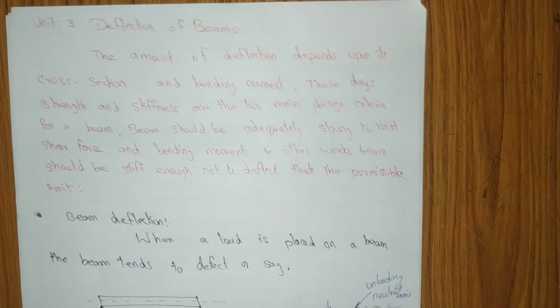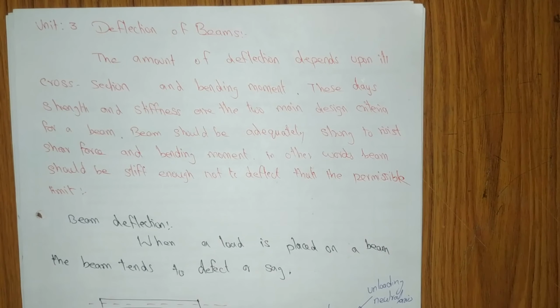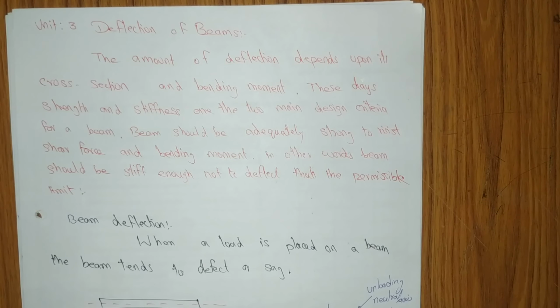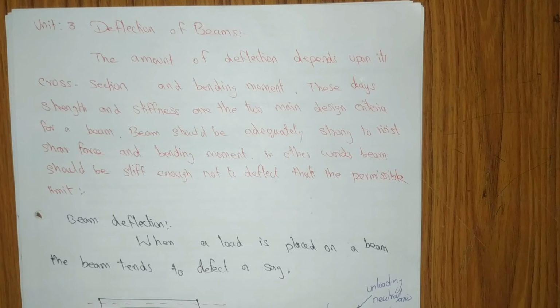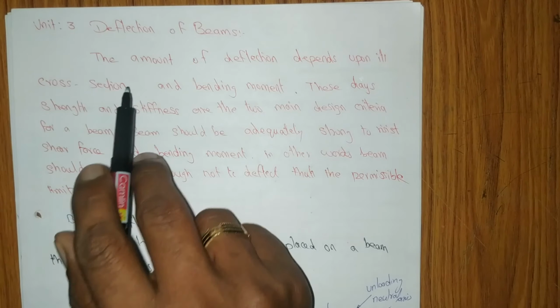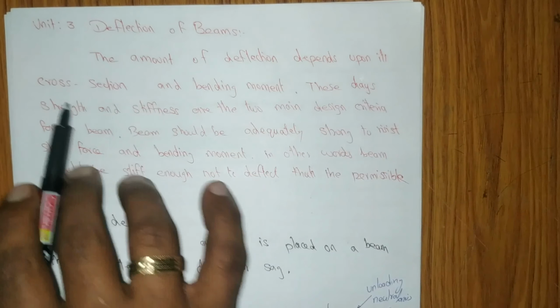Hey guys, good morning. In Aeromechanics of Solids, in unit number 3, deflection of beams and columns. So in that we will go through today's lecture on deflection of beams. So what does deflection of a beam mean? It means that the amount of deflection depends upon its cross section.